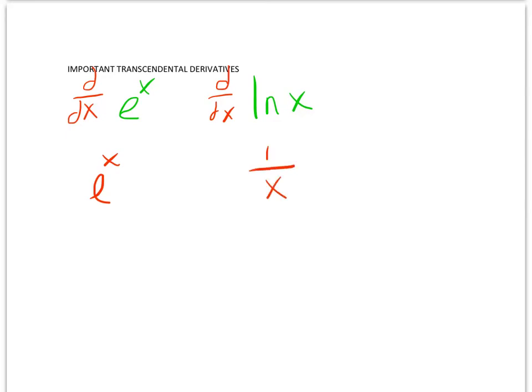Let's move on. There are two main transcendental functions that we study in calculus. The first one is e to the x, and the second one is natural log of x. The derivatives for them both we'll take a look at right now. The derivative of e to the x is e to the x. And the derivative of natural log is 1 over x. These are two facts you just got to know, and if you've got them, you're going to be successful in calculus.